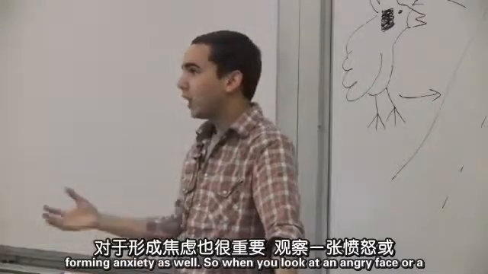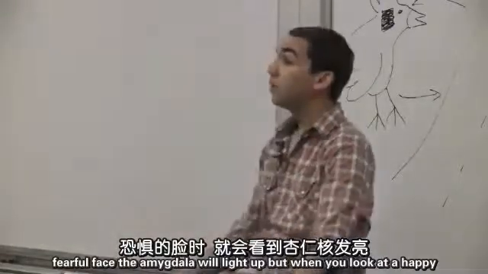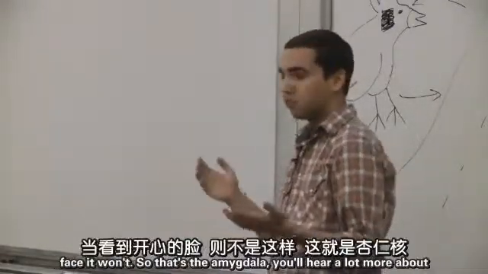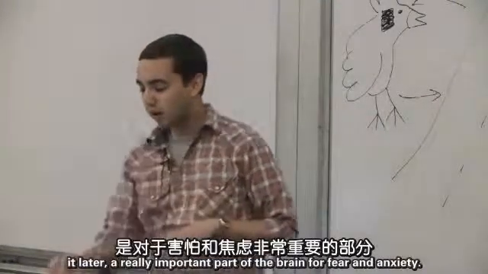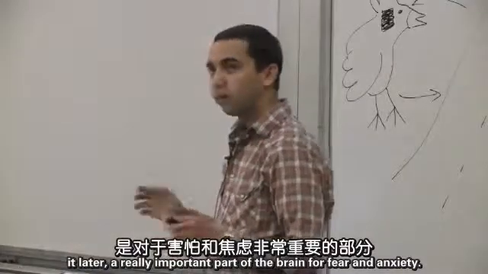When you look at an angry face or a fearful face, the amygdala will light up, but when you look at a happy face, it won't. So that's the amygdala. You'll hear a lot more about it later. Really important part of the brain for fear and anxiety.